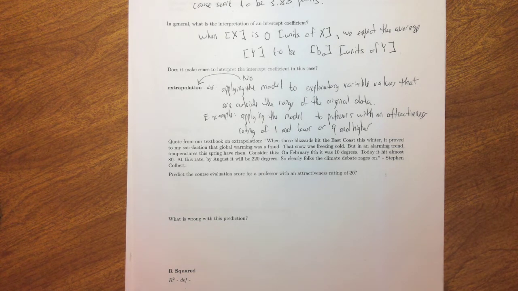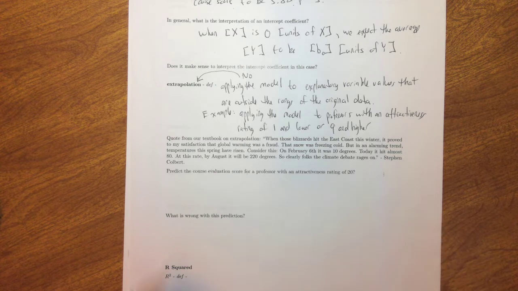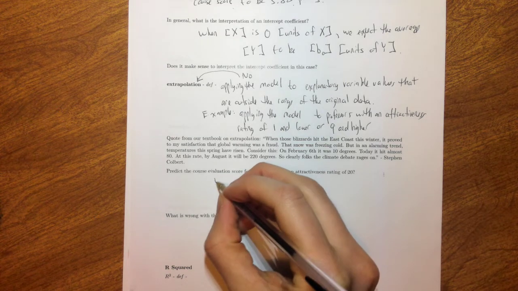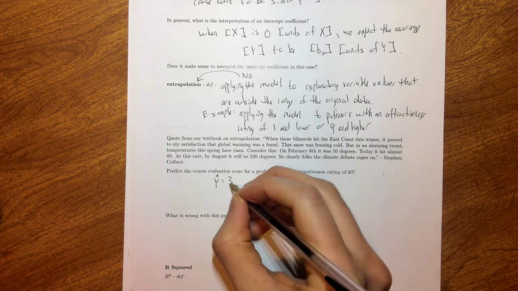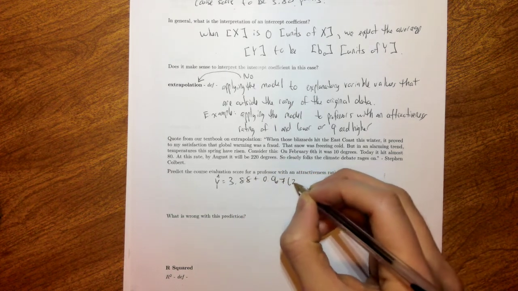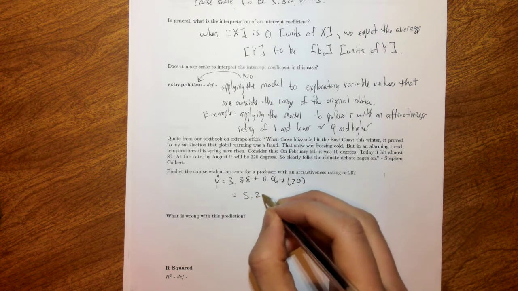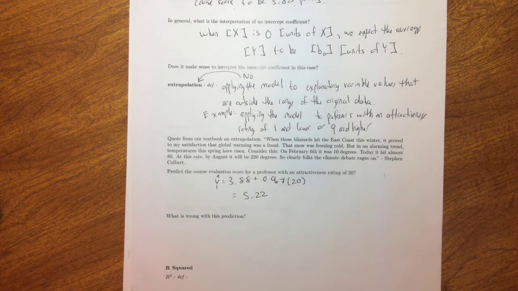is obviously ridiculous. We could see in our example, if we predict the course evaluation for a professor with an attractiveness of 20, I'm just grabbing that fitted equation that we've been using a lot now, plugging in 20 for x, we get 5.22. So take a second to pause this and think about what's wrong with that prediction.